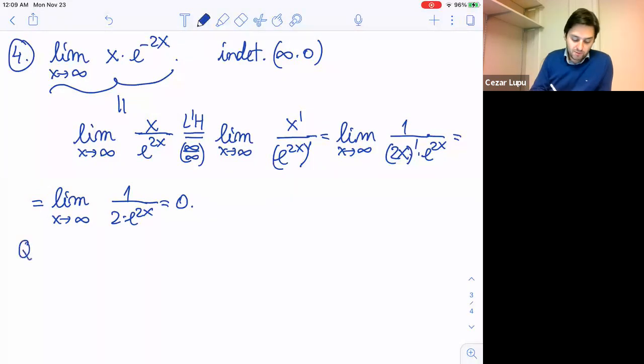But here's a question for you. What happens, or maybe I should say directly, what about the limit at negative infinity?